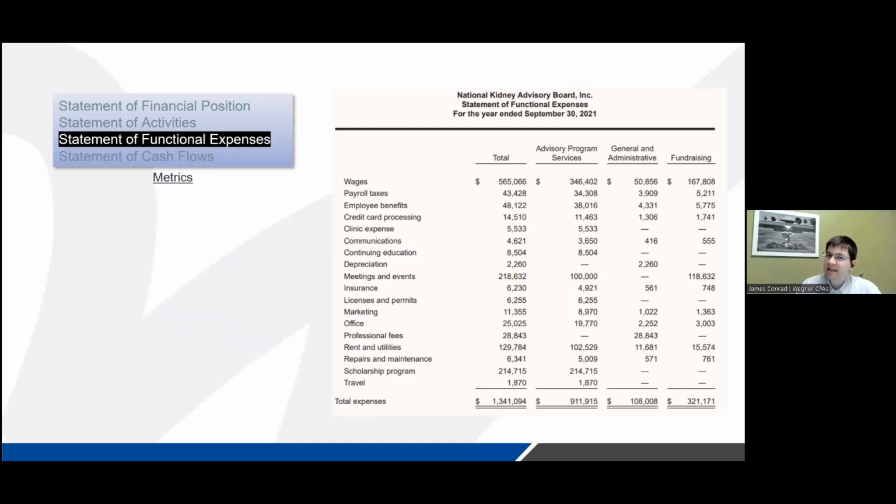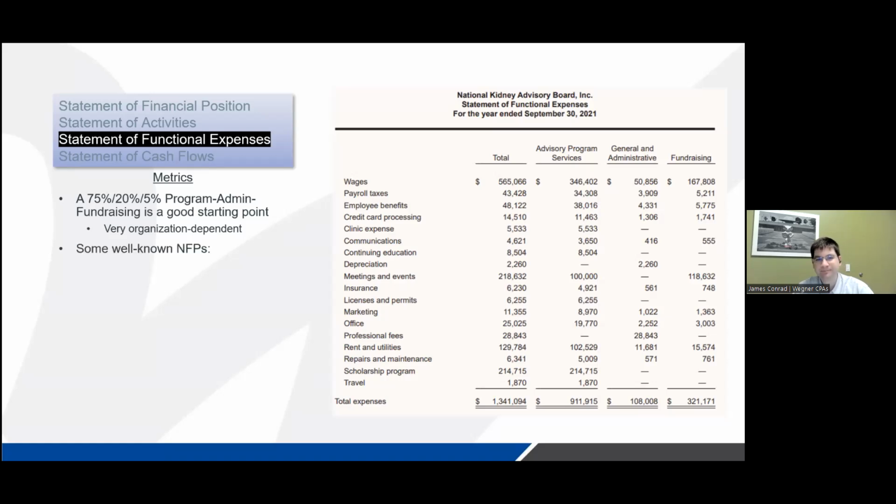Okay, metrics on the statement of functional expenses are pretty standard. You're going to have that comparison of the program to admin to fundraising. It's a ratio that you're going to see. My very basic starting point is going to be 75% program, 20% admin, 5% fundraising. But again, your organization is going to be different. It's just a starting place where I start when I'm introduced to an organization for the first time.